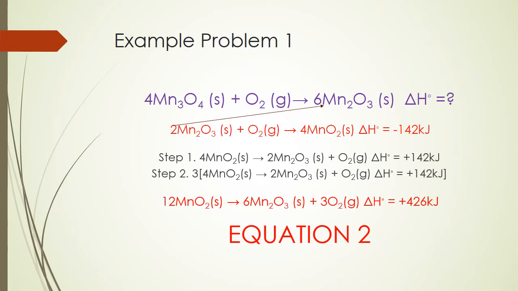Just like we did with equation 1, we have our given equation 2, and we find that Mn2O3 solid now is what is in common with the target purple equation. So just like we did with equation 1, we have to switch the reaction around. This time we're going to the product side, and we change the sign of our delta H from negative 142 to positive 142. Step 2, just like we did in equation 1, we've got to make sure the number of moles are the same. This time we have 6 moles of Mn2O3 in the target purple equation. So we have to multiply everything by 3 to get the number of moles of Mn2O3 the same. We multiply our entire reaction by 3 and we get our final reaction with a delta H of positive 426 kilojoules.